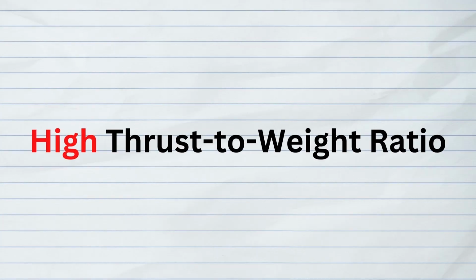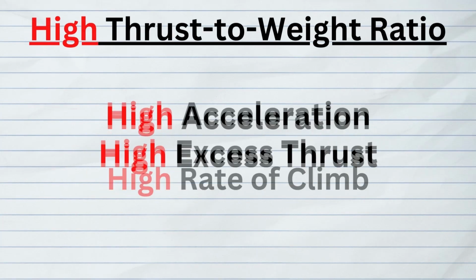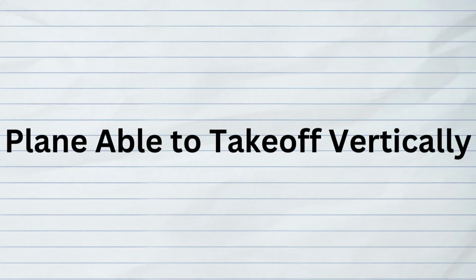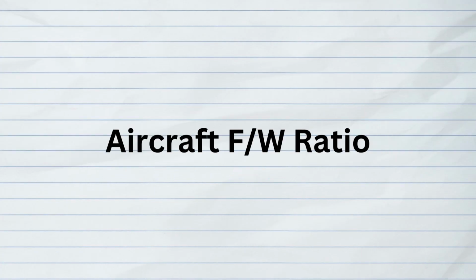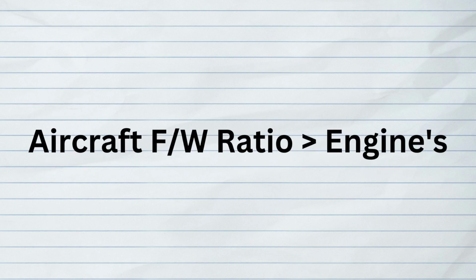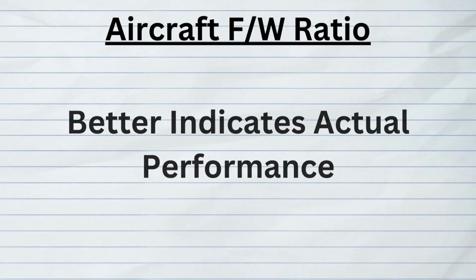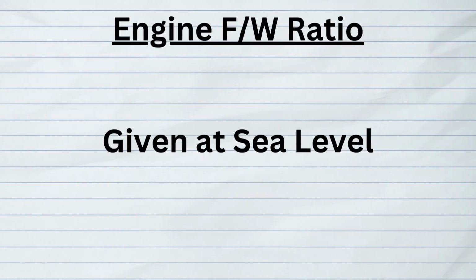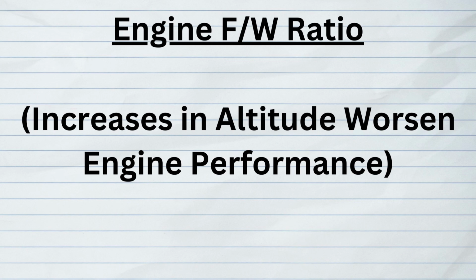A high ratio means high acceleration, high excess thrust, and a high rate of climb, with values above 1 and very low drag, meaning that the plane is able to take off vertically. The aircraft's thrust-to-weight ratio is more important than the engine's, due to the former measure giving a better picture of the airframe's actual performance. The thrust-to-weight ratio is given at sea level, due to increases in altitude negatively impacting engine performance.